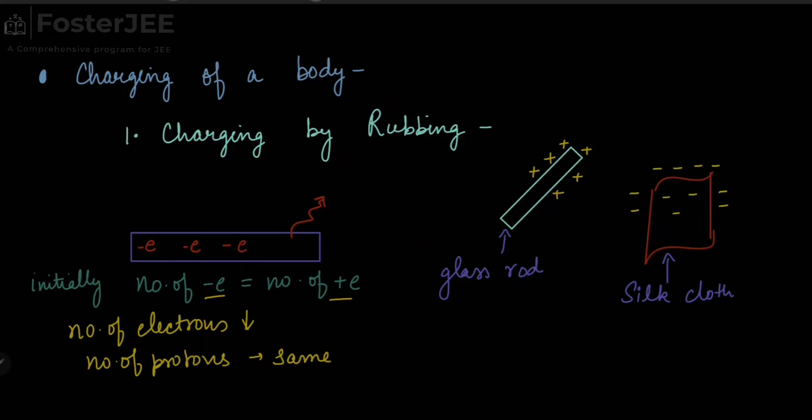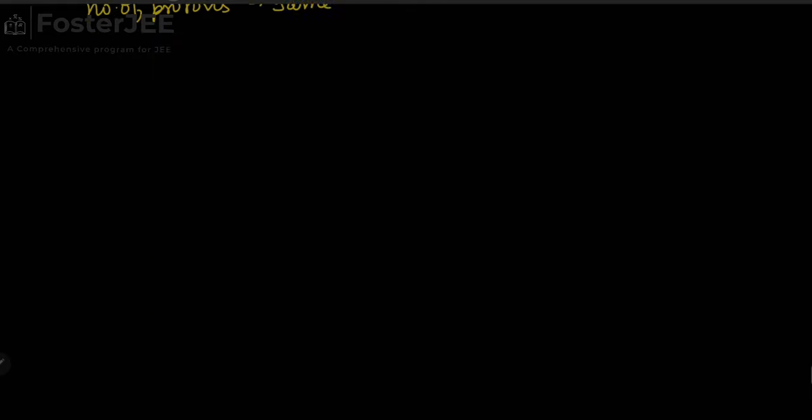So this is the phenomenon of how charge is obtained on a body by rubbing. Since the reason for ejecting electrons is friction, this is also called frictional electricity. Now our second method of charging a body is charging by contact.